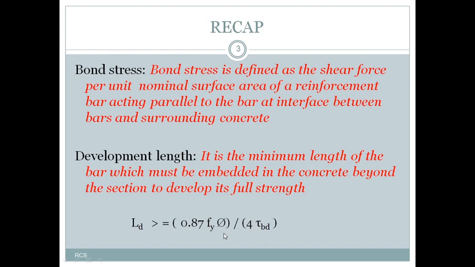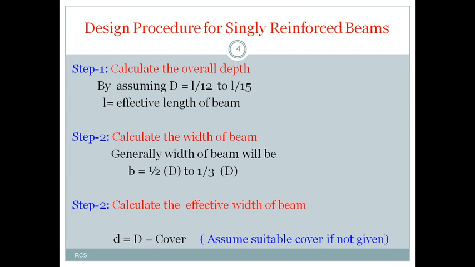After knowing tau bd, grade of steel and diameter of bar, we can calculate the development length Ld, and the provided development length should be greater than the value obtained from this. Right? Ld should be greater than this value. Right? Now with this background knowledge, let me start today's lecture, that is, the design procedure for singly reinforced beams.